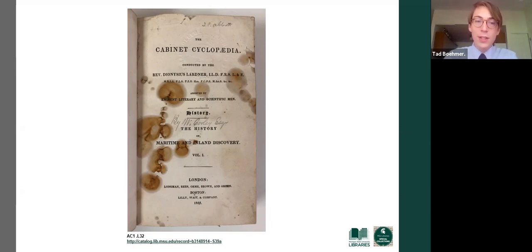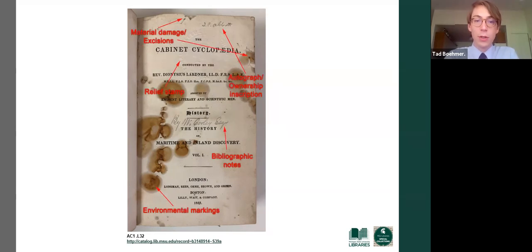So this is how we would break down these terms using terms from our thesaurus. First of all, we see several occasions on the head and foredge of material damage or excisions, where portions of the leaf have been torn or broken away. The staining across the midsection of the page is classified as environmental markings. We don't know exactly the source of these markings.